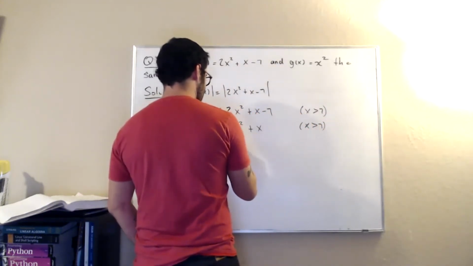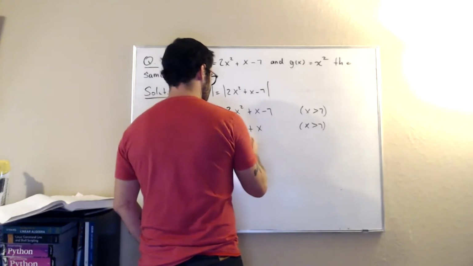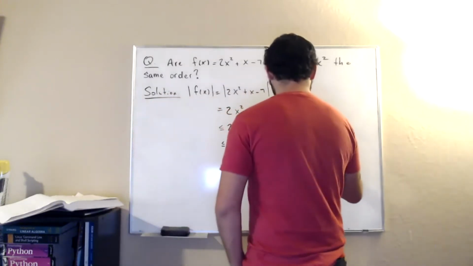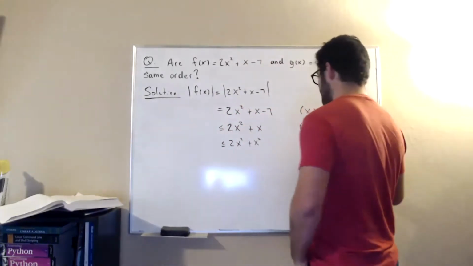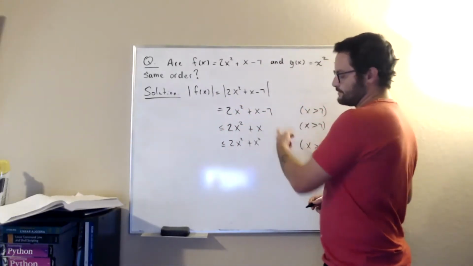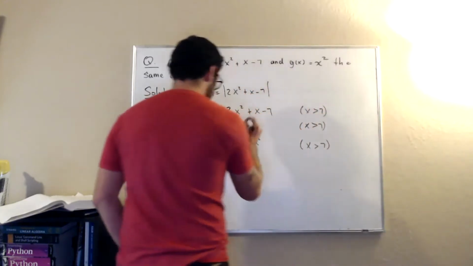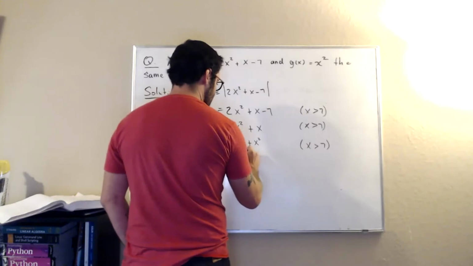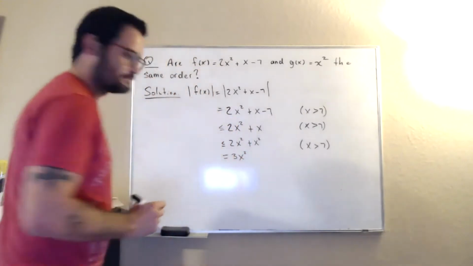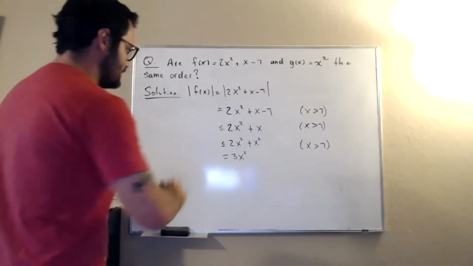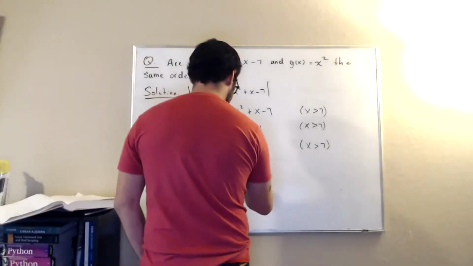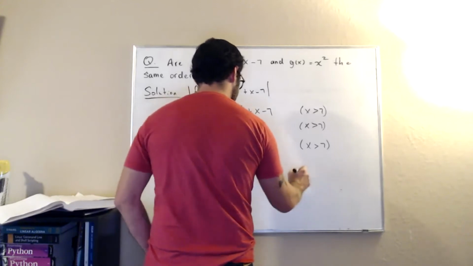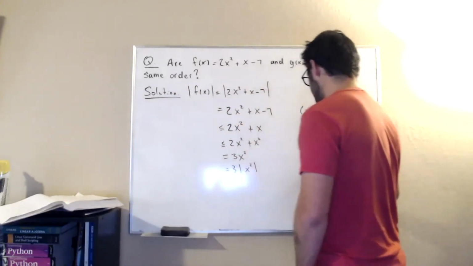Then this is less than or equal to 2x squared plus x squared. Again, x is greater than 7. So when x is greater than 7, x squared is greater than x. Now we just combine like terms, and we get 3x squared. So this is truly equal to 3 times the absolute value of x squared. And again, we're still assuming that x is greater than 7.